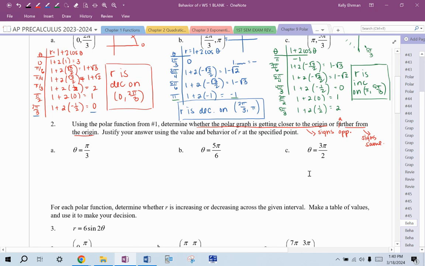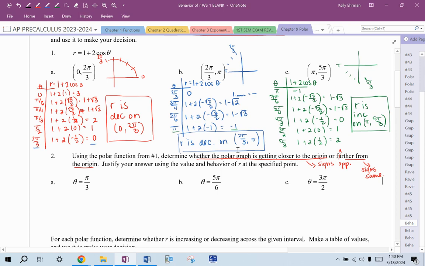Okay, so what do we do? We are using the problem from number 1 because you need to know 2 things. Justify your answer using the value and behavior of r at this specified point. So what is r of pi over 3? Take a look at your table. You don't have to recalculate. We did this in part A. R of pi over 3 is equal to 2. 2 is greater than 0. So r of pi over 3 is positive, greater than 0.